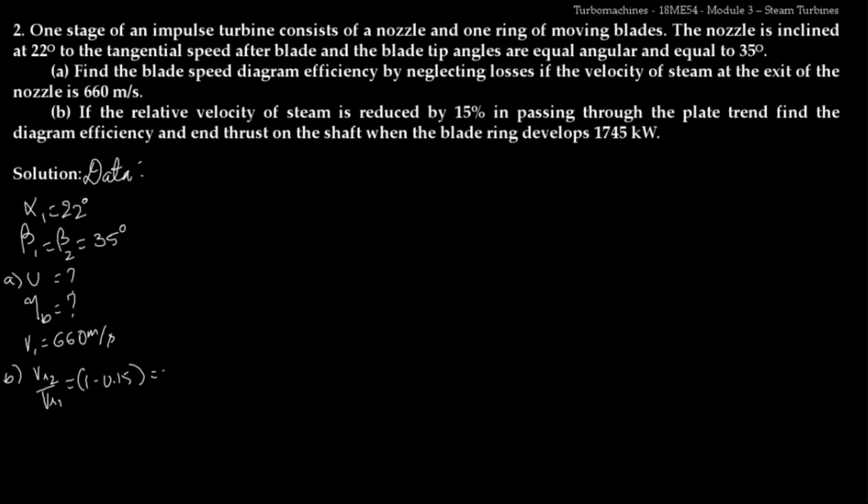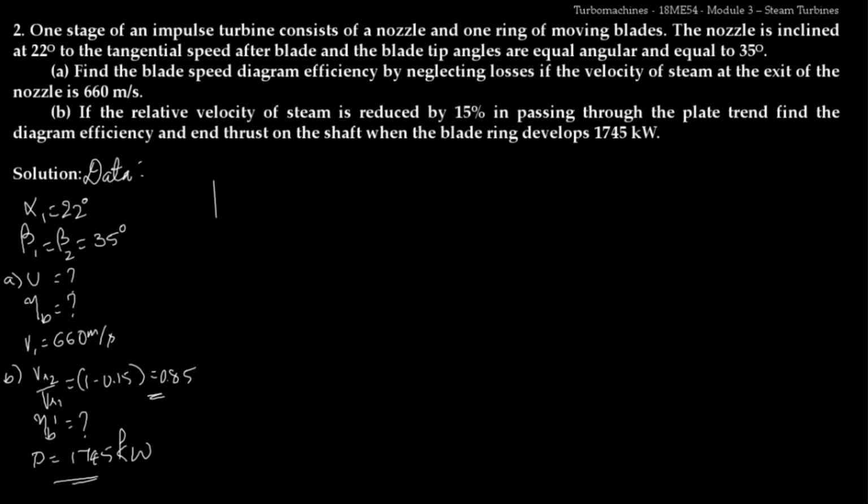So I can say that it has 0.85. This is the value of CB. So CB is 0.85. Now again we need to find out the blade efficiency, that is eta B. I'll just write it as eta B dash, because we would have calculated eta B for the first case, when the power produced by the turbine is 1745 kilowatt. So this is the power produced by the turbine. For that case we need to find out the blade efficiency.